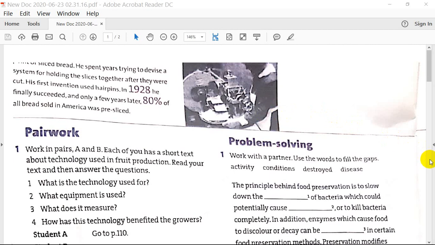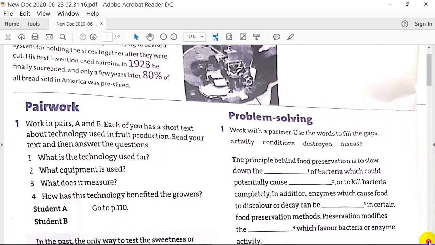This is lecture number 8, to continue what we studied in lecture number 7 about food and agriculture. Work in pairs, A and B. Each of you has a short text about technology used in fruit production. Read your text and then answer the questions.